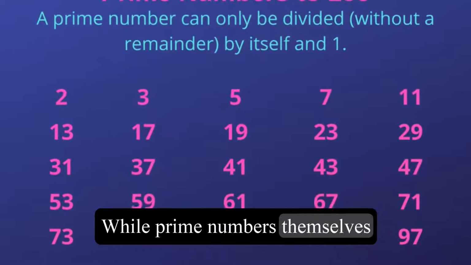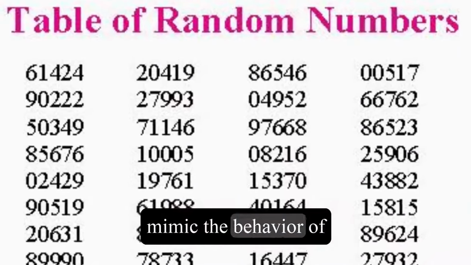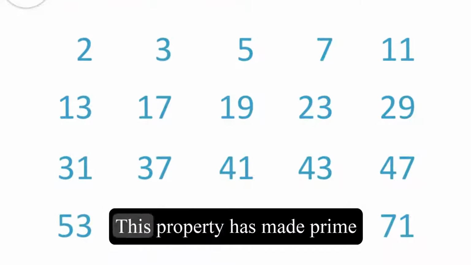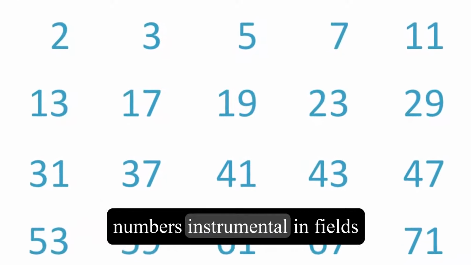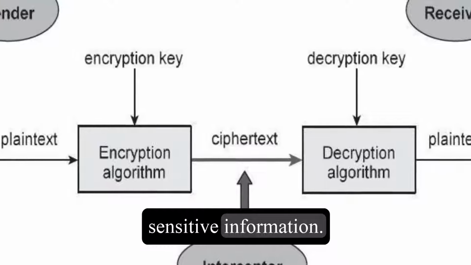Furthermore, prime numbers are also deeply intertwined with the concept of randomness. While prime numbers themselves are deterministically generated, their distribution seems to mimic the behavior of random numbers. This property has made prime numbers instrumental in fields such as cryptography, where they are used to secure sensitive information.